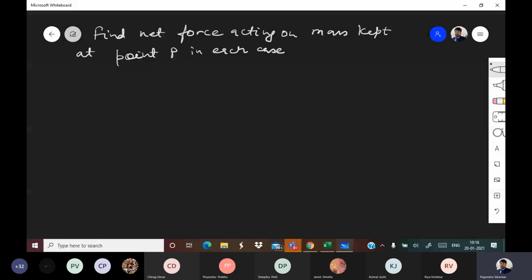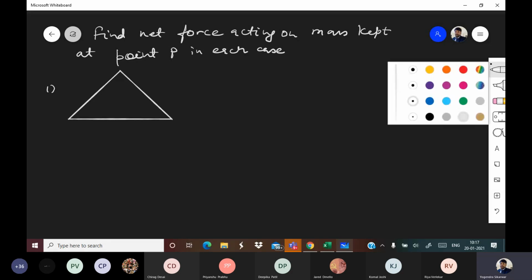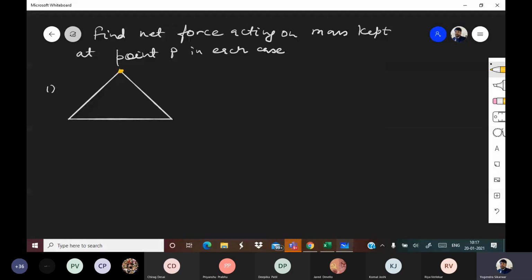In each case. So first is an equilateral triangle. Okay. Masses are M, M, M, A, and this is point P.